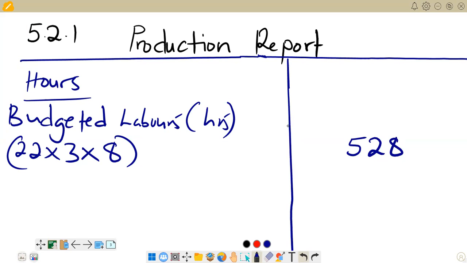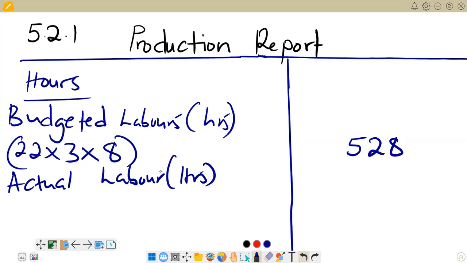So having done this now, we find out about actual labor hours. Here we are going to bring in the actual labor in the form of our hours. Then after having the actual labor hours, we compare between the two to find out if we've got a favorable position or an unfavorable one.